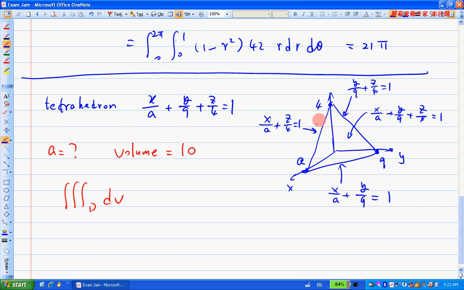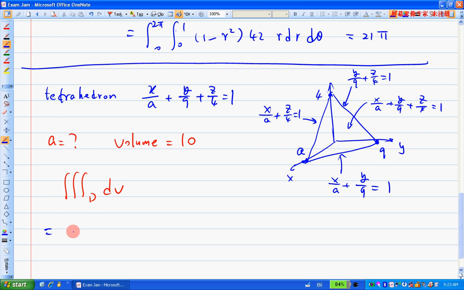You're integrating this volume D, sandwiched between this plane and the three coordinate planes. According to this, you can use Cartesian coordinates. Basically you determine the orders of the integral. For z, this is the shadow in the xy plane.